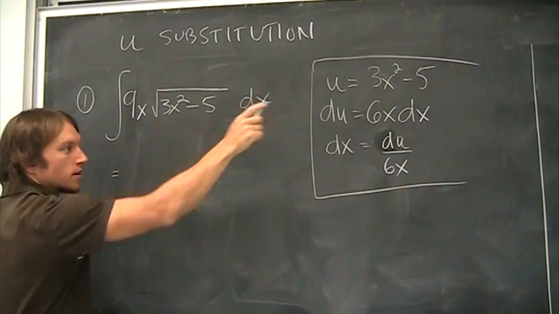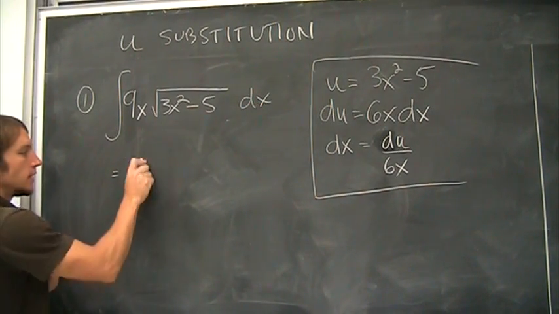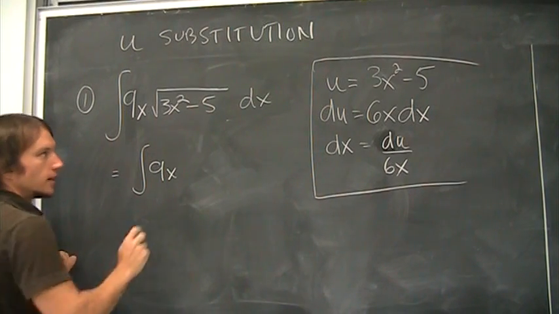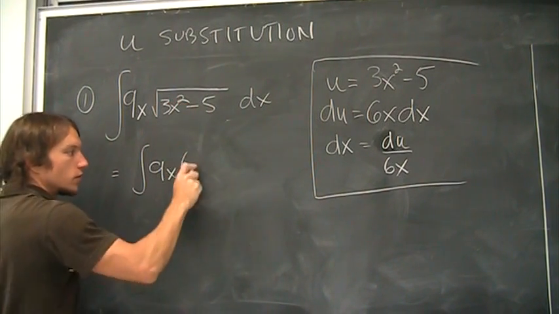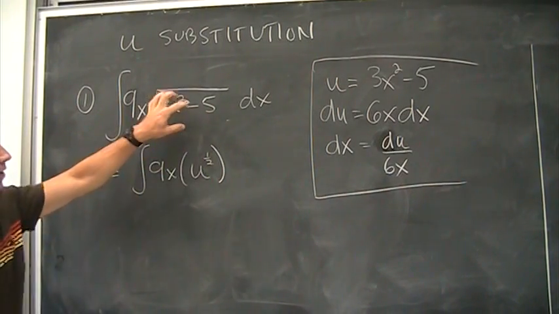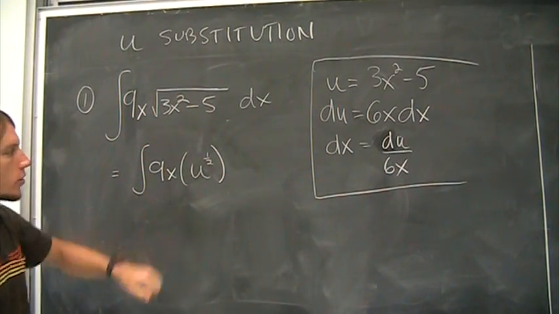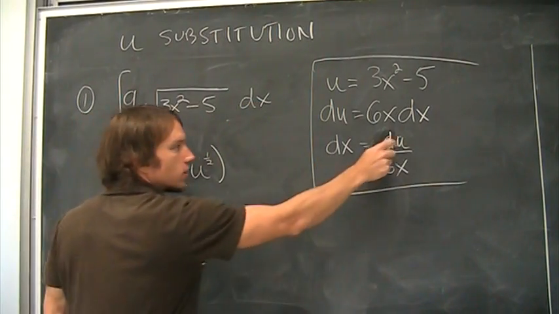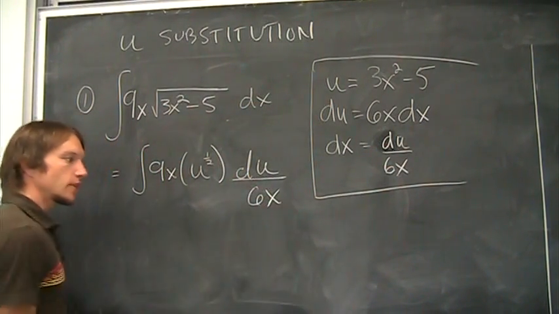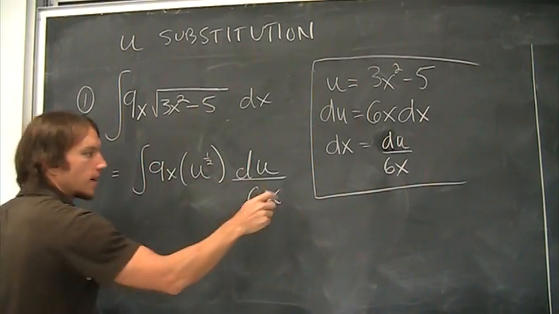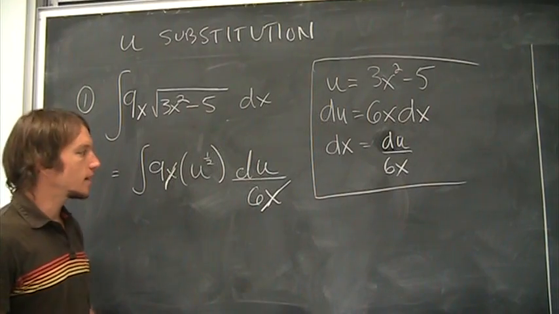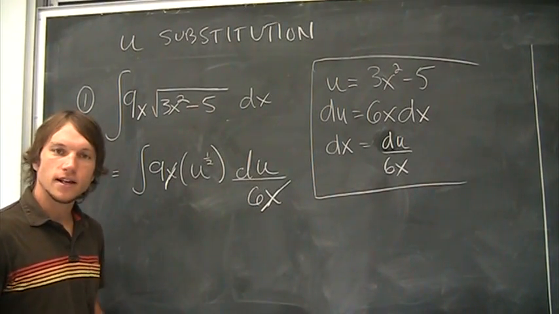According to this relationship between u and x, I'll leave my 9x here and replace the expression under the root with u. So it's the square root of u, which is the same thing as u to the 1/2. And then dx, I know, is du over 6x. What happens here? x divided by x, that's convenient, because those x's cancel out, and now I don't have any x's left, so that's a good sign.